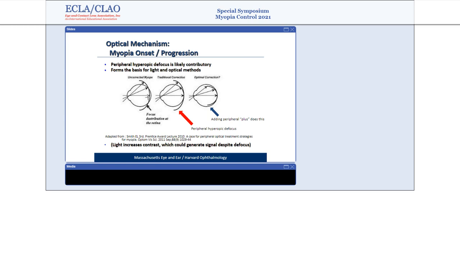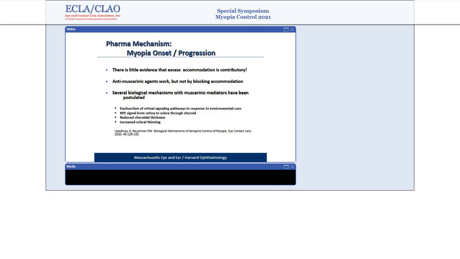Well, what's the mechanism for optical control of progression? It's thought from the work of Earl Smith that peripheral hyperopic defocus is likely contributory. And it's this peripheral hyperopic defocus mechanism that forms the basis, at least in part, for the light methods and certainly for the optical methods. This is represented diagrammatically in an adaptation from Earl Smith here. And you can see the black arrow shows appropriate focus distribution at the retina. The red arrow shows the peripheral hyperopic defocus. That is, the image plane is behind the retina. And if you add peripheral plus power, you can swing that in, and that's what the blue arrow shows. Light increases contrast, which could generate the appropriate signal despite defocus. And so light may interact with this optical method in that way.